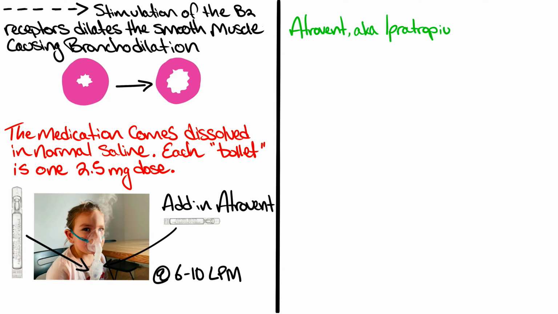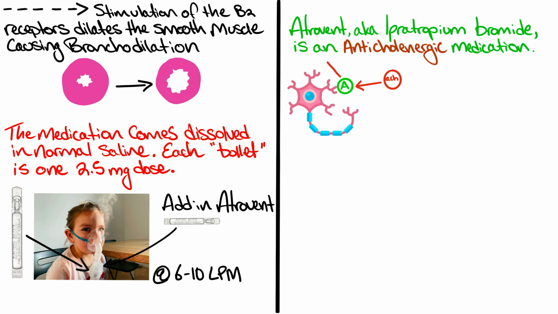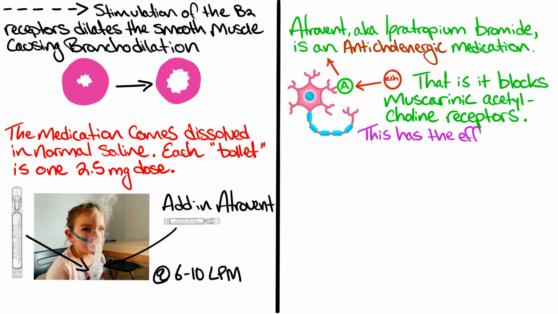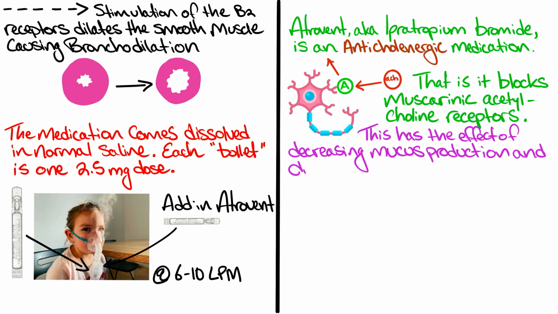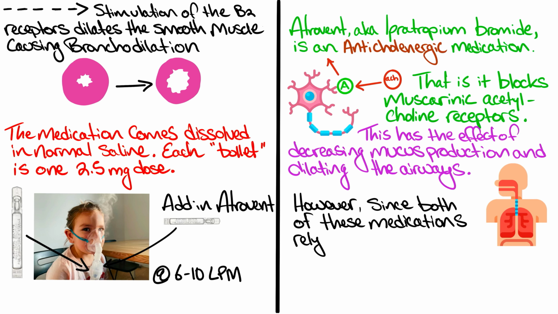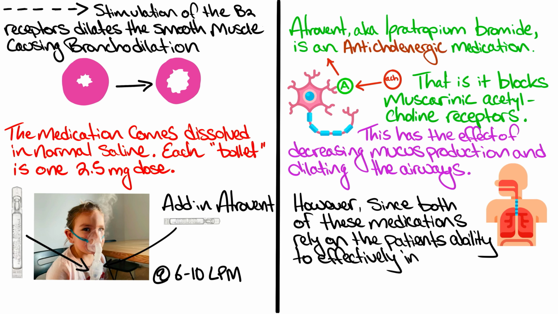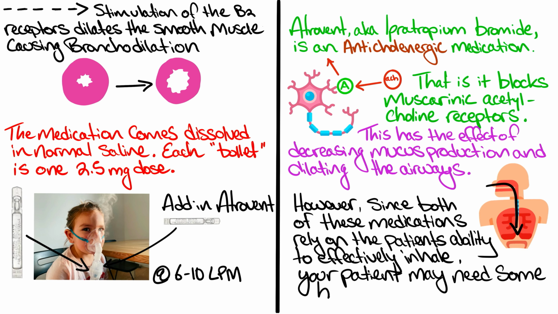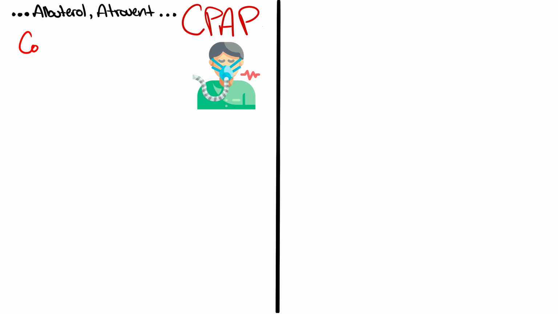Both of these medications, albuterol and Atrovent, are going to be delivered together in the nebulizer. Atrovent, aka ipratropium bromide, is an anticholinergic medication. That is, it blocks muscarinic acetylcholine receptors. This has the effect of decreasing mucus production and dilating the airways. However, since both of these medications rely on your patient's ability to effectively inhale, your patient might need some help. Your third treatment for your COPD patients is going to be using your CPAP. Again, CPAP stands for continuous positive airway pressure.